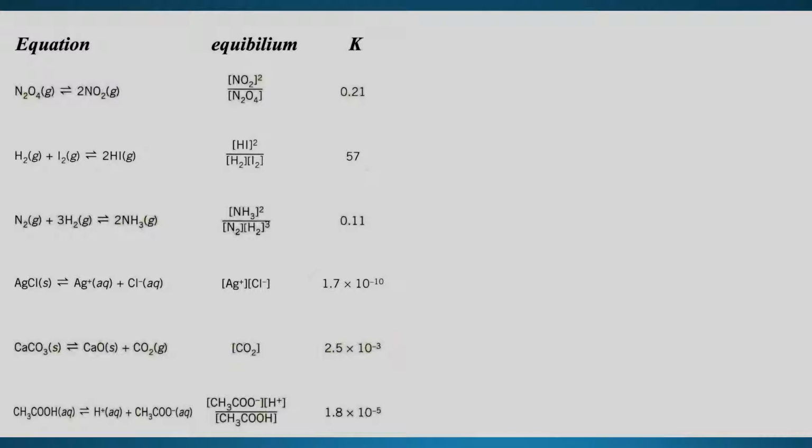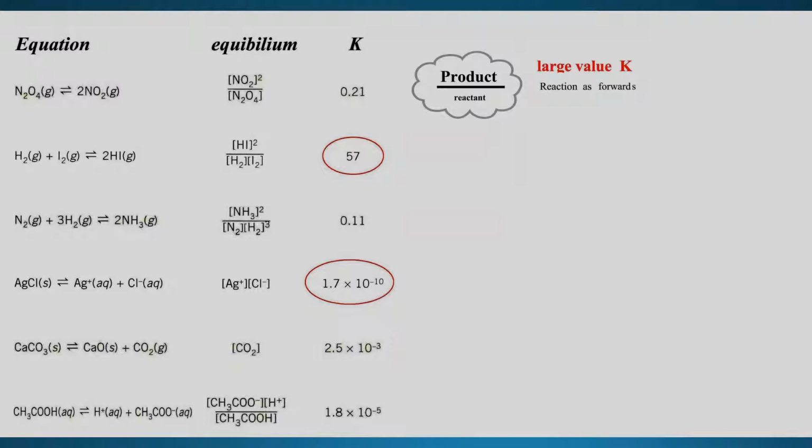And now, after we put product over the reactant at equilibrium, they give you quite a few constant numbers. And what does this constant number mean? You realize certain constant numbers are quite big. Certain numbers are quite small. What does that mean? If the number is quite big, that must mean the product is big over a small reactant. So this will give you a larger value.